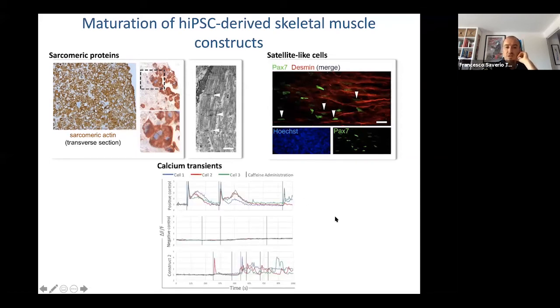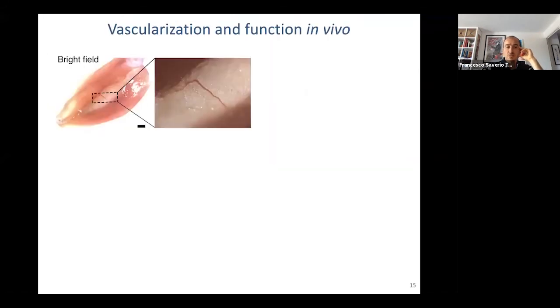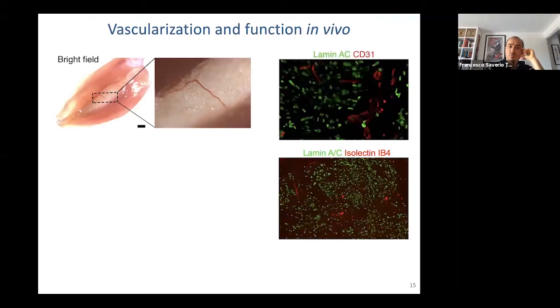And the muscles were also able to respond with spikes of calcium transient upon caffeine administration. So the short story here is, so far so good, quite exciting. We were getting something which looked like a muscle. We could also implant those muscles to check if they were biocompatible, and we did it in immune deficient mice.